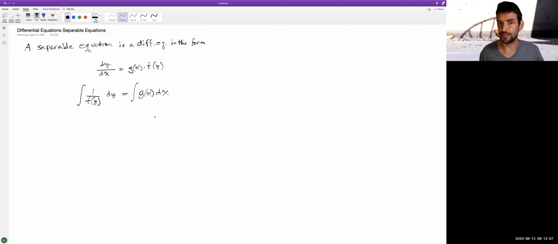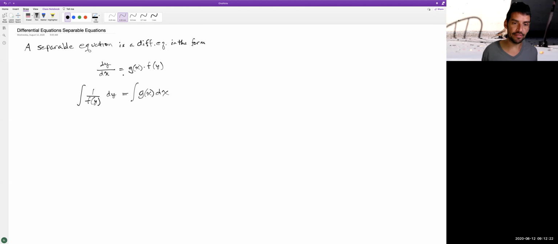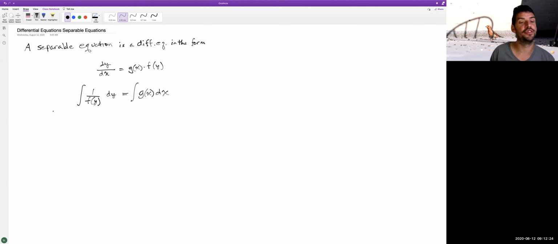This takes a little justification that I'm going to ignore completely. It can be justified by the chain rule, right? So you can look at this equation that I've written right here and differentiate with respect to x and come up with what's written on the first line. But I'm gonna leave that alone. I want to focus on how we deal with these things, right?